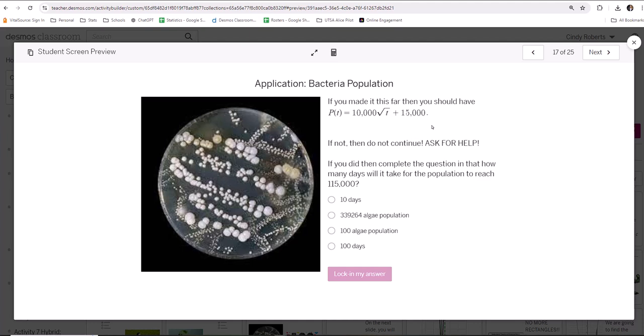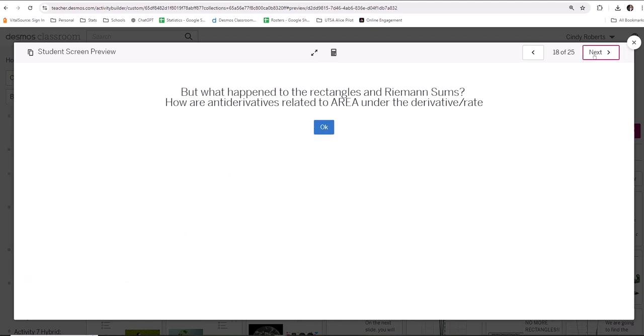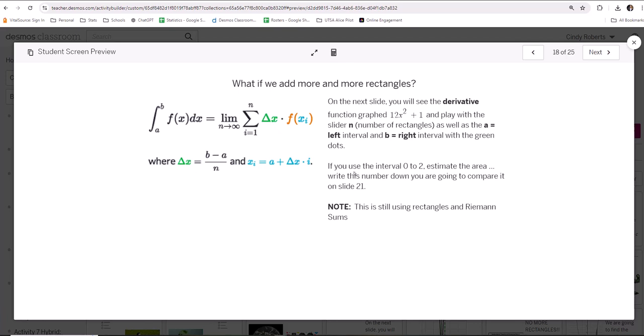When you made it this far, because this is kind of showing you the answer, how many days will it take for the population to reach 115,000? So guess what? You're going to set P of t equal to 115,000 and solve for t. Be careful when you solve this, and once again, you'll know if you got it right. This is what I was explaining in class.